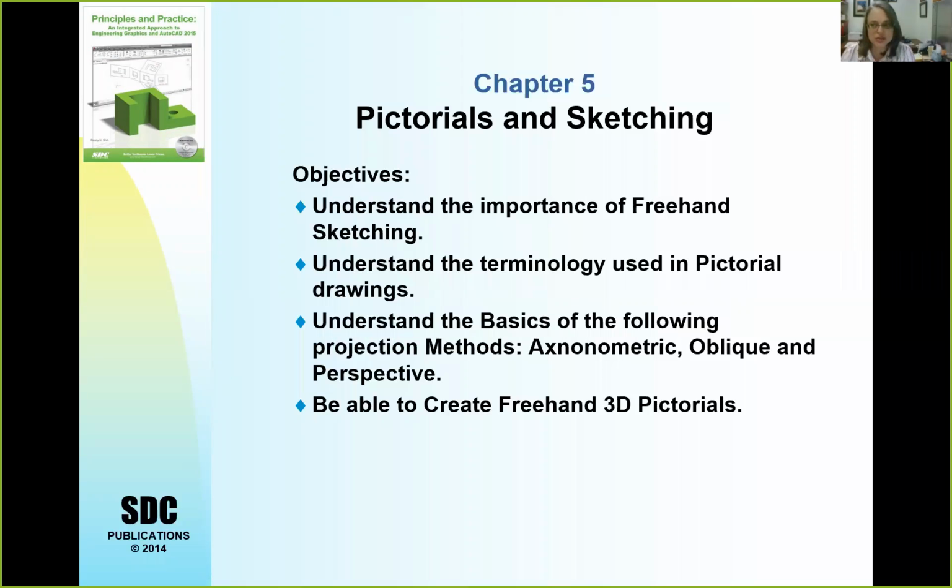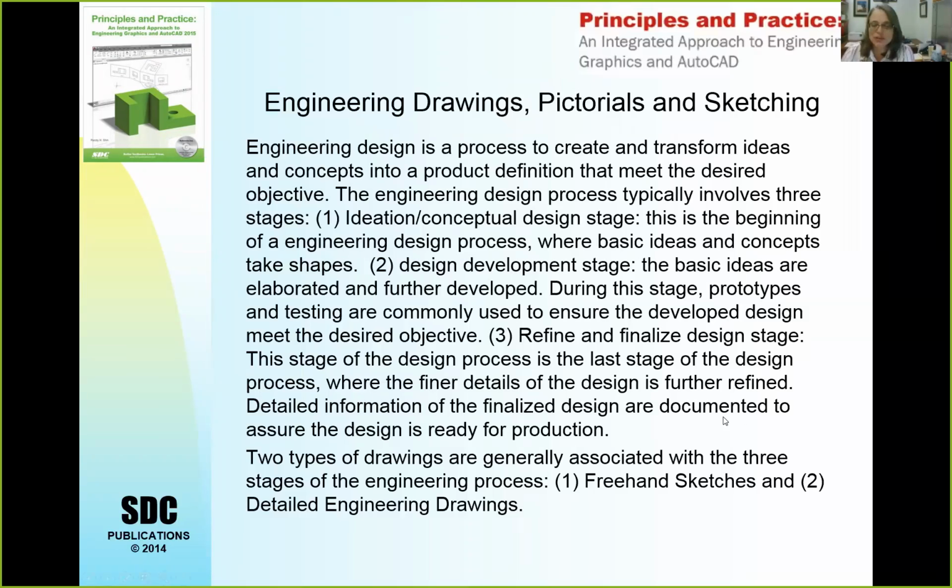We can also use these freehand drawings to go from our orthographic projections to a three-dimensional image. And we use those orthographic projections to make those three-dimensional images using a couple of different projection methods. We'll talk a little bit about axonometric, oblique, and perspective methods, and then you will practice drawing some of these. I'm not going to read this to you. This is in your text as usual.